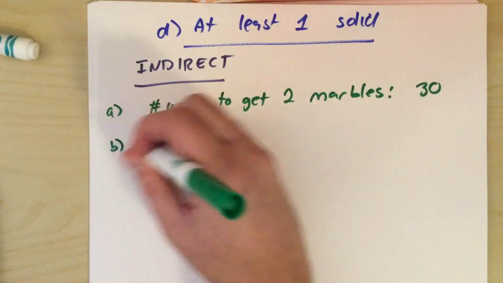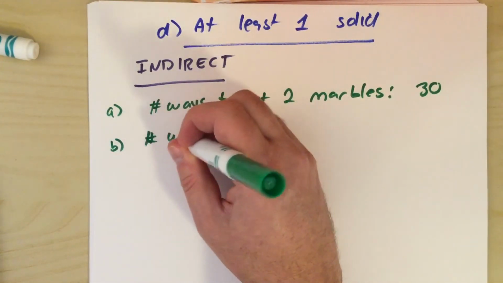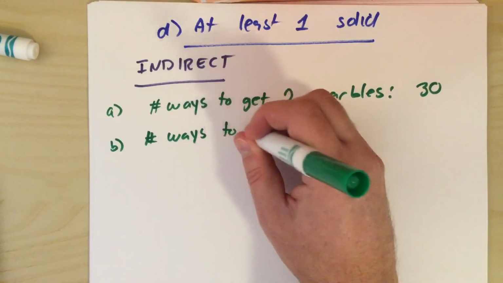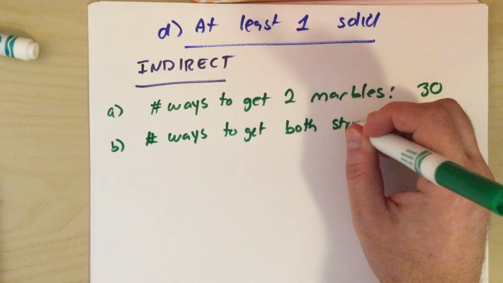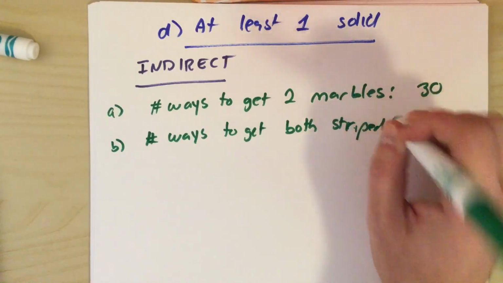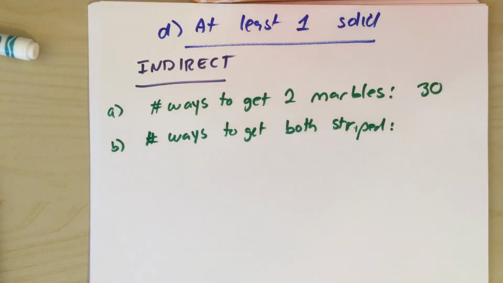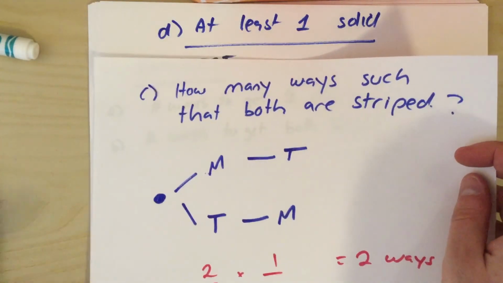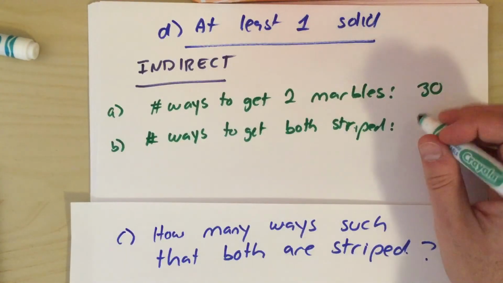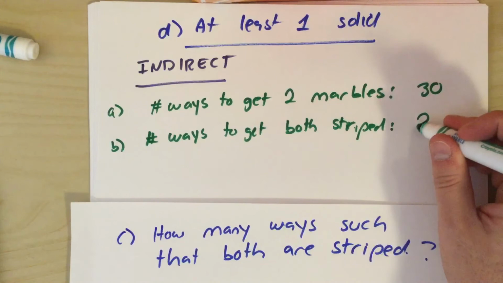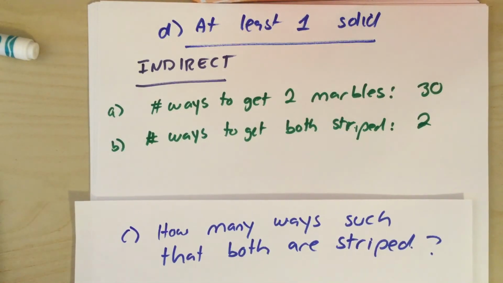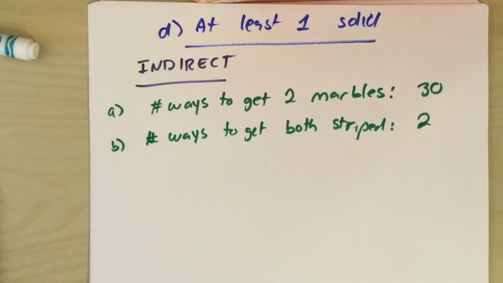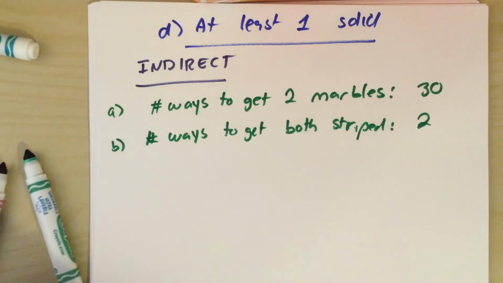Now I want to say how many ways to get both striped. So the number of ways to get both striped, that was this one over here, and there's only 2 ways to get both striped. Now if they're not both striped, then that means at least one of them has to be solid.